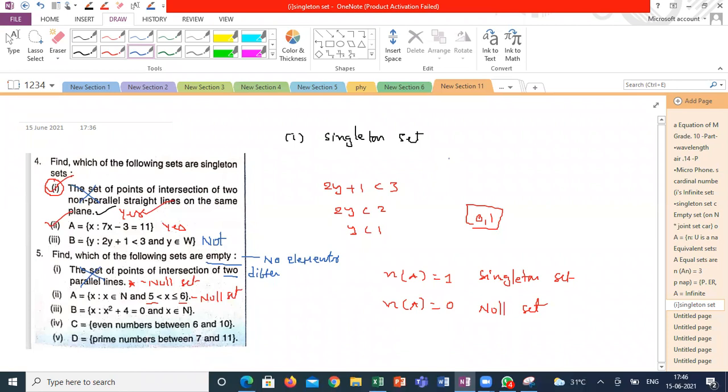Sir, the second subdivision of the fifth question is a singleton set only, sir. How is it singleton? Because they gave less than or equal to 6 now, sir. Yes, 6 will be there. It is a singleton set. So it is not a null set. Correct. What about 3?